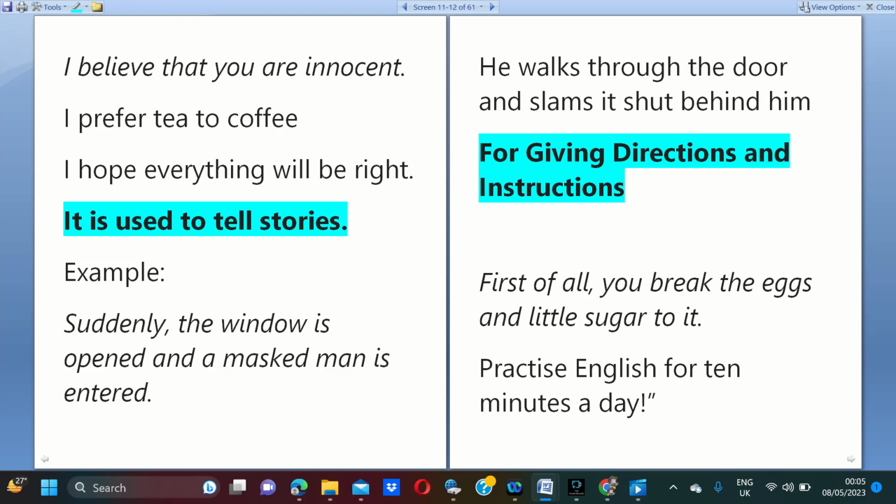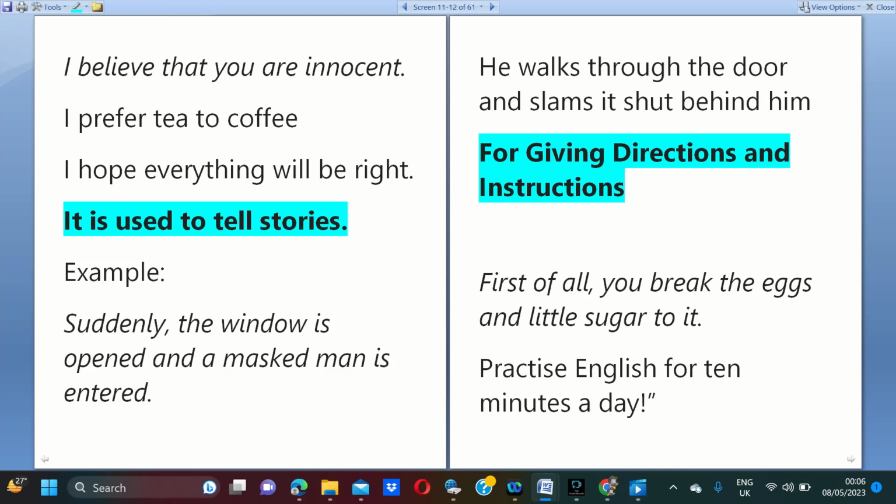Yes, simple present tense is also used to tell stories. Suddenly the window opens, the masked man enters. See the few lines of a story. When you observe these lines, you can see simple present tense in them. Next, he walks through the door and slams it shut behind him. Here also, a few lines of the story are given in simple present tense. So finally, we can conclude that simple present tense is used to tell stories also.